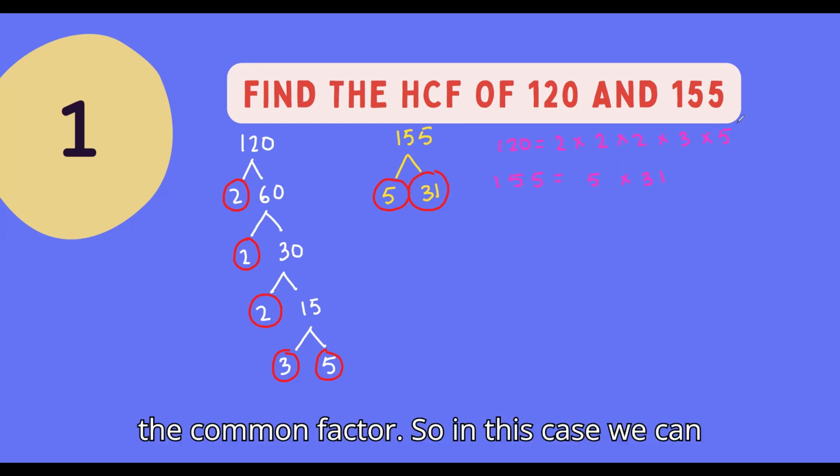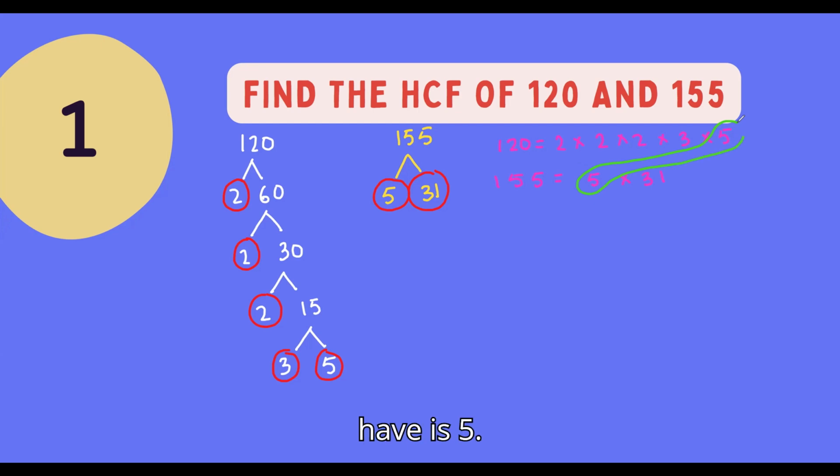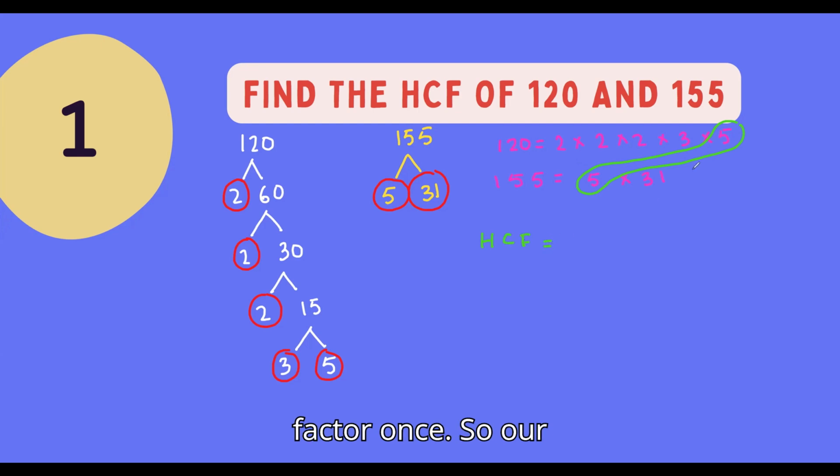Now I'm going to circle the common factor. So in this case, we can see that our only common factor is 5. And the HCF only has our common factor once. So our HCF is equal to 5.